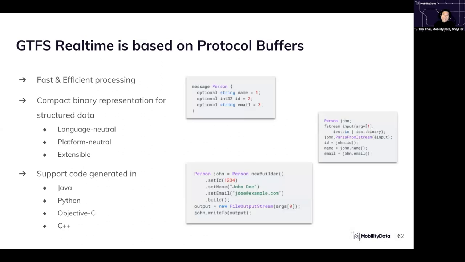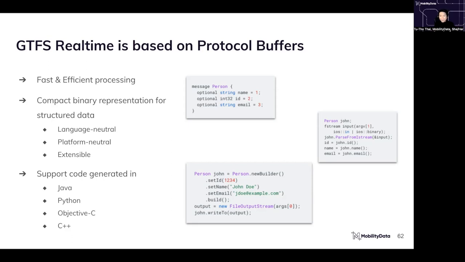So GTFS real-time, how is it written? Because it's real-time information, it cannot be a TXT file. It uses protocol buffers. What is it? Protocol buffers is a compact binary representation of data that is already structured. So why binary? Because it's fast and efficient to process.